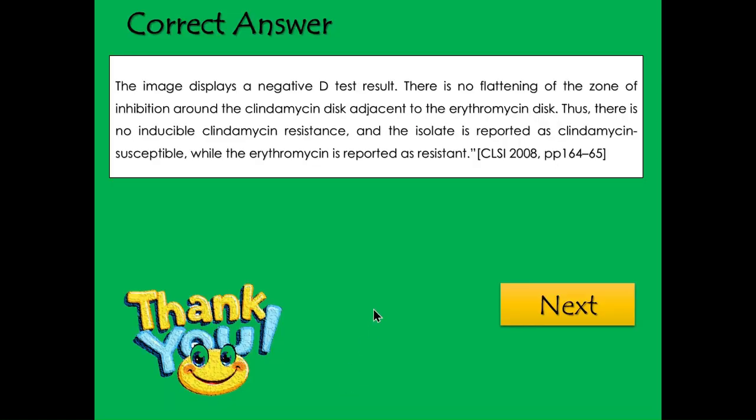The correct answer: the image displays a negative D-test result. There is no flattening of the zone of inhibition around the clindamycin disc adjacent to the erythromycin disc. Thus, there is no inducible clindamycin resistance, and the isolate is reported as clindamycin susceptible, while the erythromycin is reported as resistant.